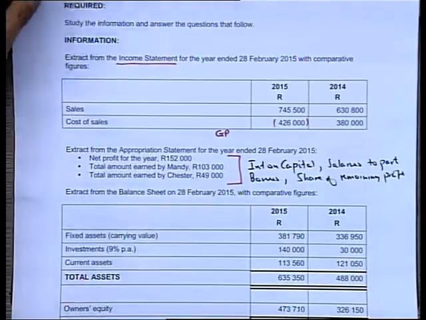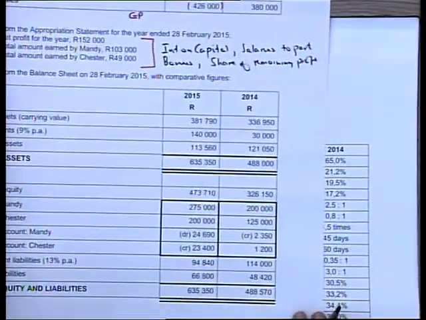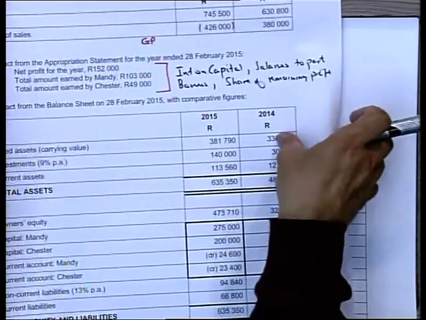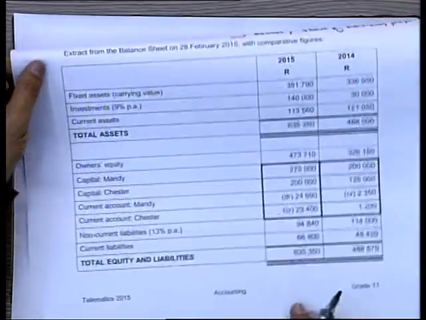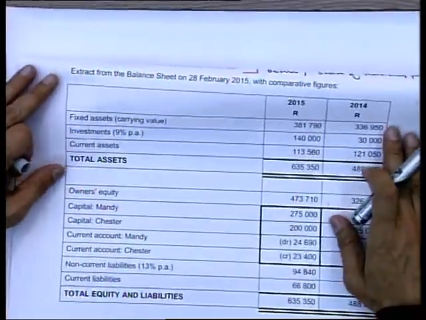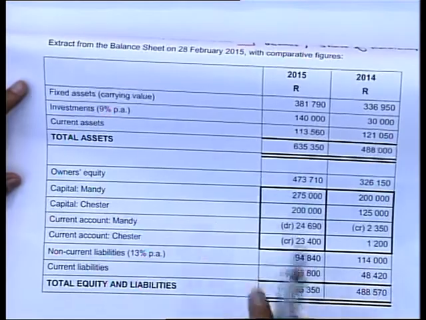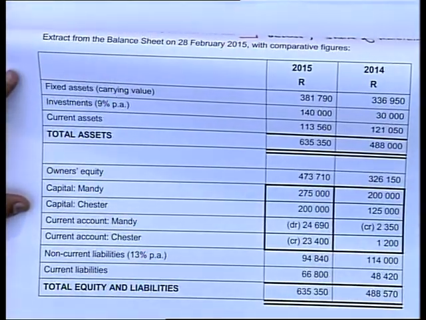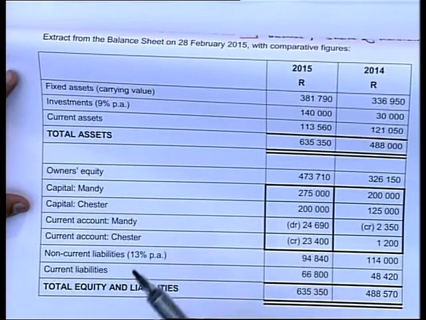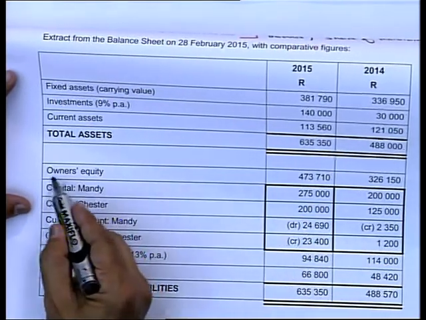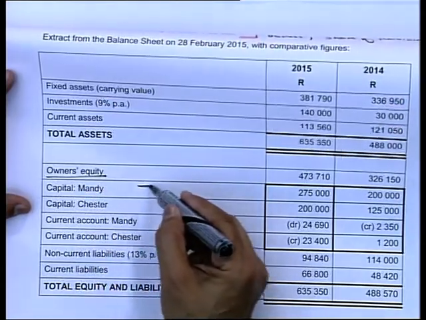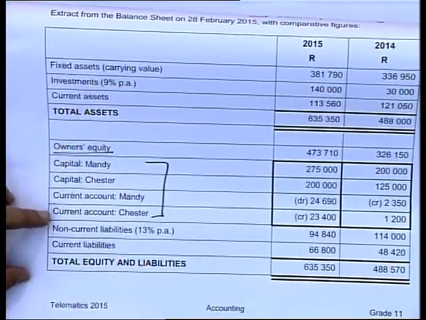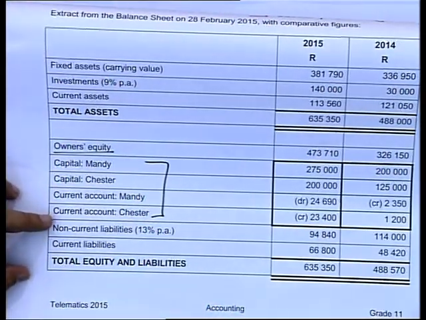Also, the information that they're giving us is the balance sheet. Let's just get this right so that you can see. There we go. It's the extract of the balance sheet. They're giving us 2 years, 2014 and 2015. They've got fixed assets, investments, current assets, and owner's equity. That's the four items that make up the owner's equity, the capital of the two partners, together with the current account balances of the two partners.